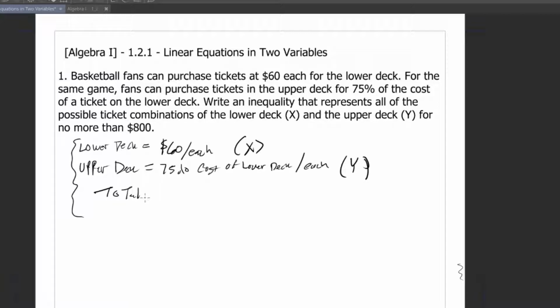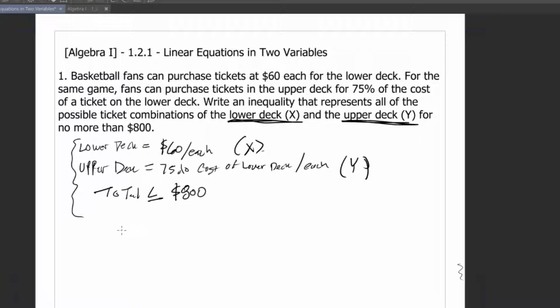So no more than is the same as less than or equal to, right? So here's an example. He's no more than 14 years old. That means he could be 14, but he could be anything underneath 14, right? So the total has to be less than or equal to $800, right? So let's formulate this equation. We know that these variables are going to represent the amount of tickets sold in their respective sections. So we know that the lower deck is X, and we know that the upper deck is Y.